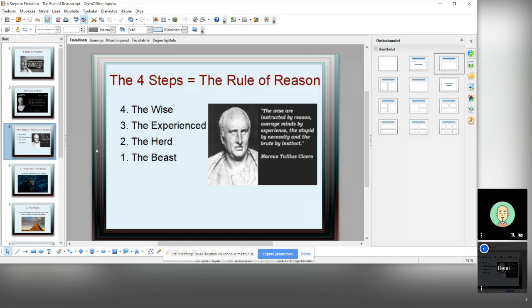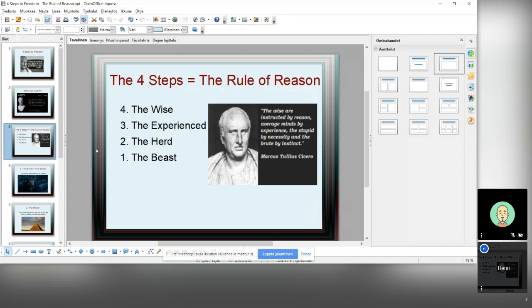What I talked about before, the 4 steps to freedom, are the rule of reason that Cicero talked about. Basically, what he said was the wise are instructed by reason, the average minds by experience, the stupid by necessity, and the brute by instinct. Quite crude words, which tell something about the high ideological level that Cicero had during his time. And when he calls the normal people stupid, that is not really a nice thing to say and might lead to his downfall as well.